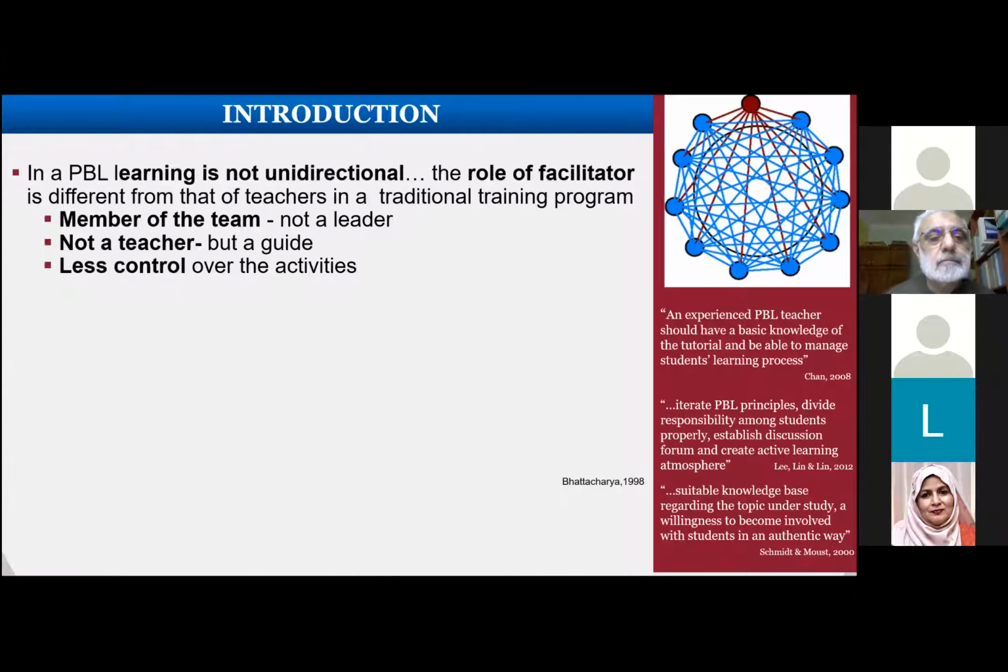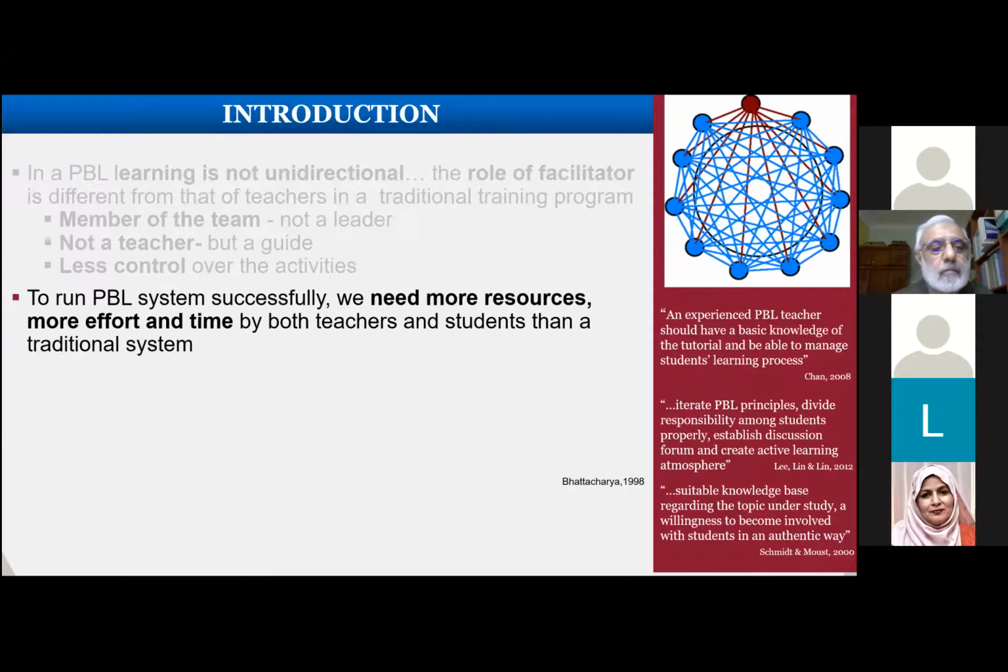In the PBL, learning is not unidirectional, like in the lectures in which only the teachers are talking. The role of the facilitator is different than the role of the teacher. The facilitator is a member of the team. He is not a teacher but a guide and has less control over the activity. So most of the activities which are done in the PBL are actually done by the students, and they are responsible for all those activities.